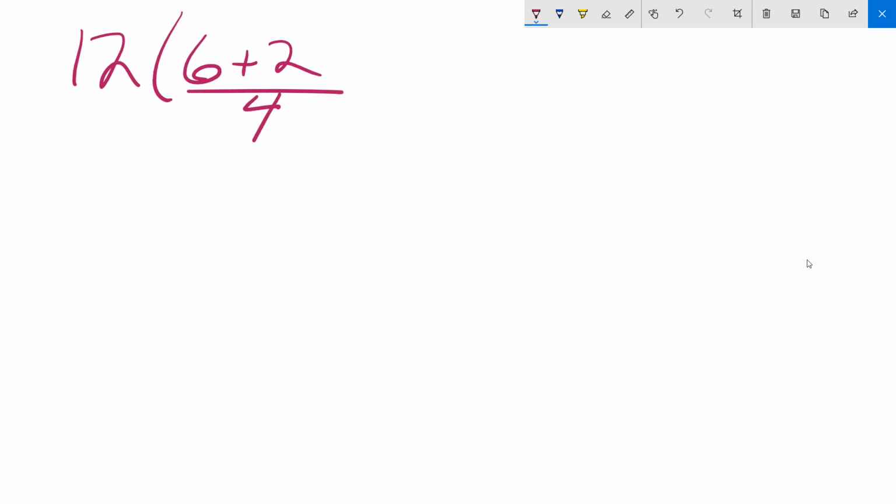So 12 parentheses 6 plus 2 over 4 minus, end parentheses or not? No. Okay. Minus x minus 1 over 3. Like that? Yeah. Now end parentheses? Yes. Okay. And is it an equation or just this expression? It's just the expression. They want you to simplify it.